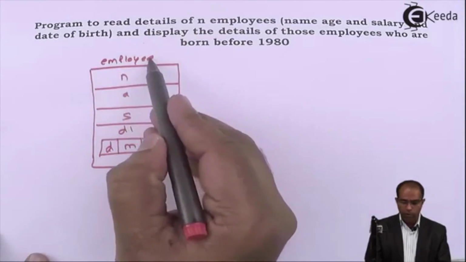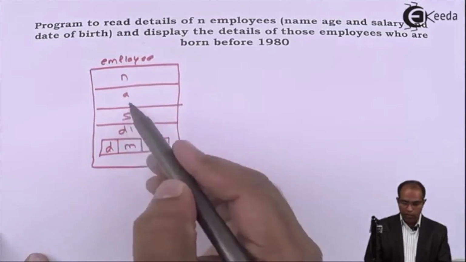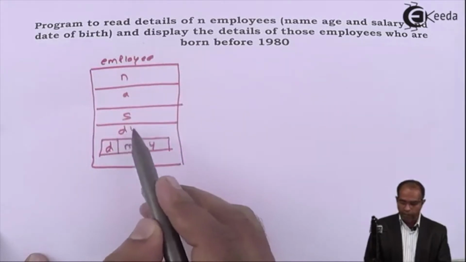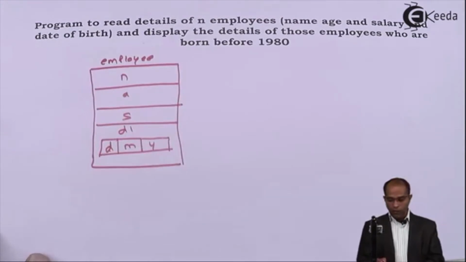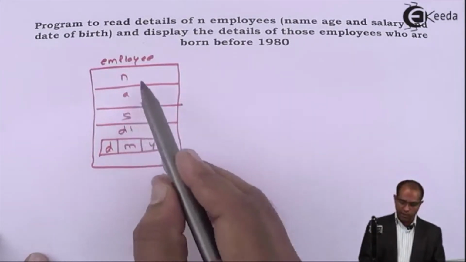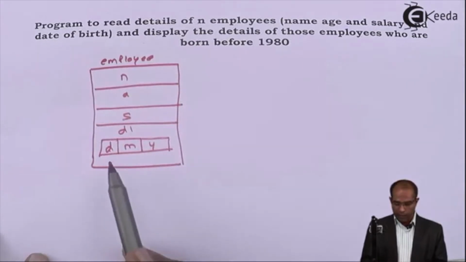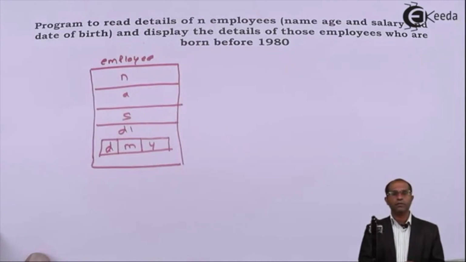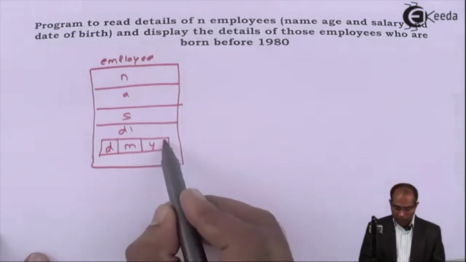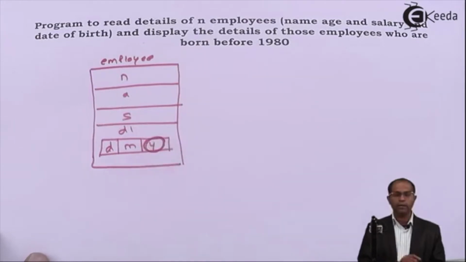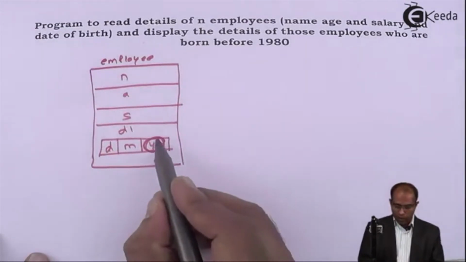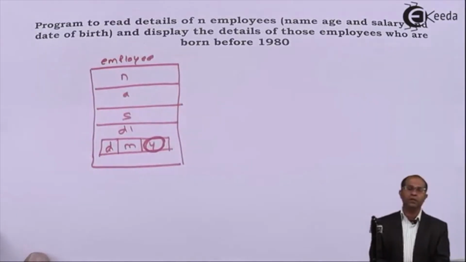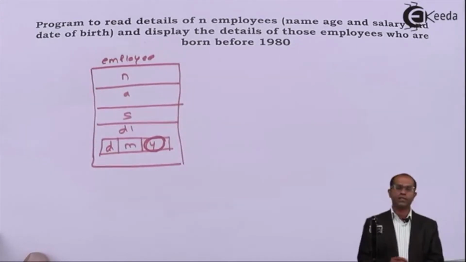So N belongs to employee, A belongs to employee, S belongs to employee, but D doesn't belong to employee. D belongs to what? D1, and D1 belongs to what? Employee. If I access N, A, S, they can be accessed directly as members of employee. If I access D, it has to be done through D1 and then through the structure variable E1. So I have to now put a test on this variable. I have to test the value of Y. If the value of Y is less than 1980, then I'm supposed to display all these details, right?